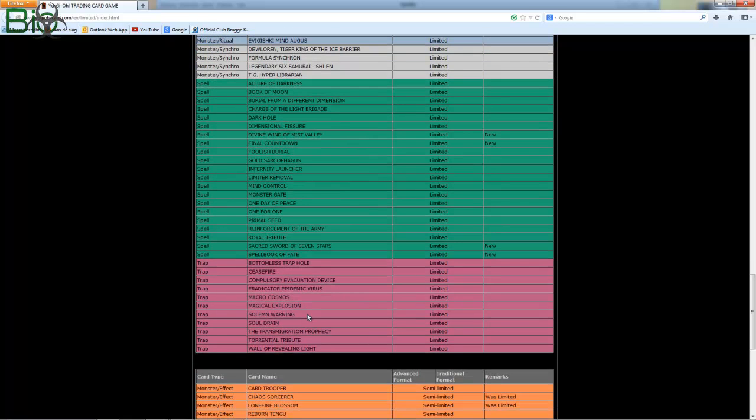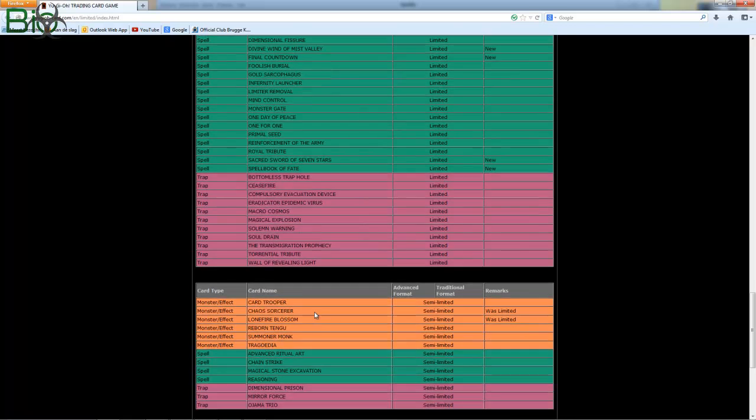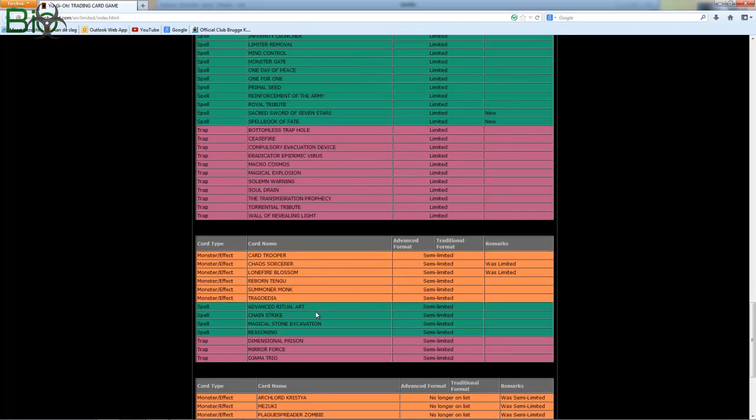If we now look at the trap sections, you can see that nothing has really changed there. So without further ado, we can go to the semi-limited section. And what we see here is that only 2 cards have joined this section, and those cards are Chaos Sorcerer and Lone Fire Blossom. Now, Chaos Sorcerer got back to 2.